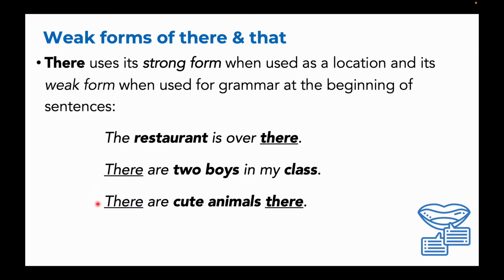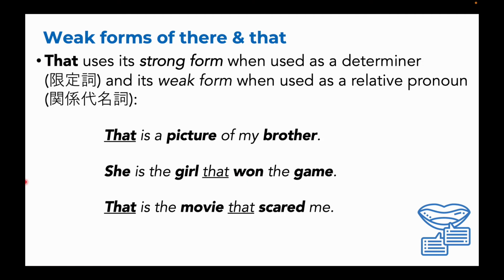In the third sentence, there are cute animals there, has both forms of there. We have the weak form for there are, and the here and there location, the cute animals there, and pointed to the location. So there are cute animals there. The final there would be stressed, and you'd hear the full vowel sounds, but there are is going to have a shorter sound. The same thing happens for the word that.